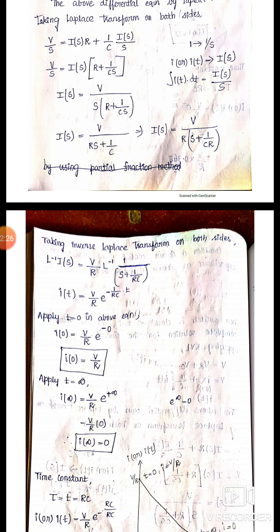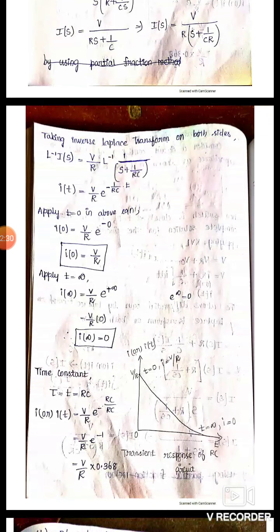Now apply t equal to 0 in the above equation. So i of 0 is equal to V by R into e power 0. Therefore i of 0 is equal to V by R. Now substitute t equal to infinity. Therefore i of infinity is equal to V by R into e power minus infinity. The e power minus infinity value is 0. Therefore i of infinity is equal to 0.